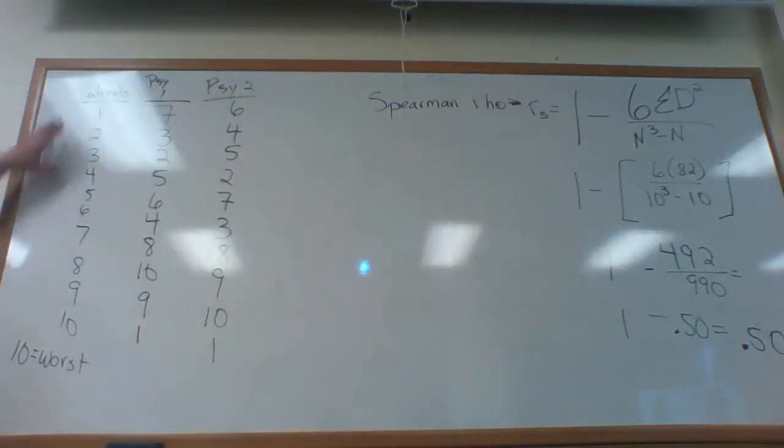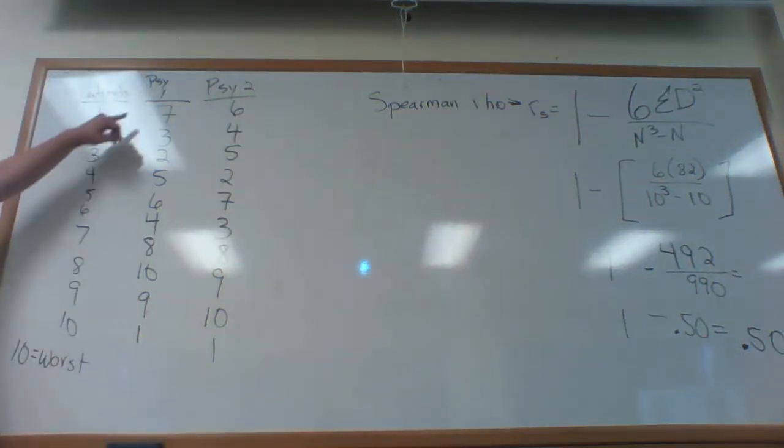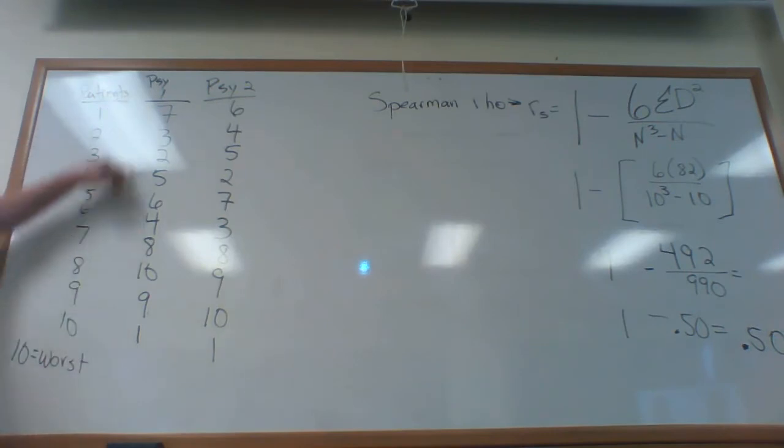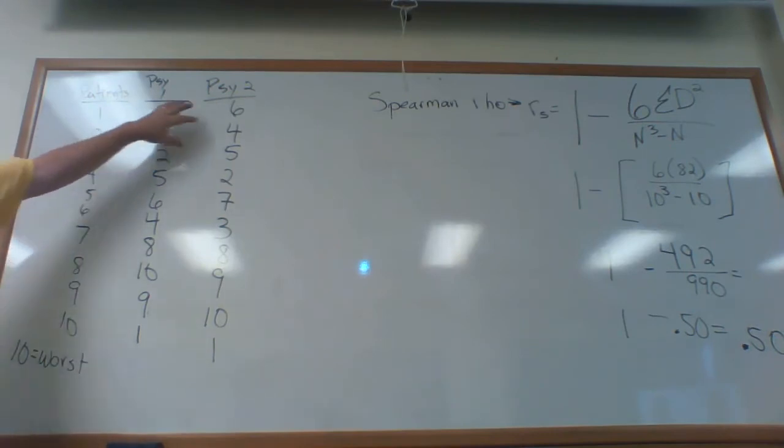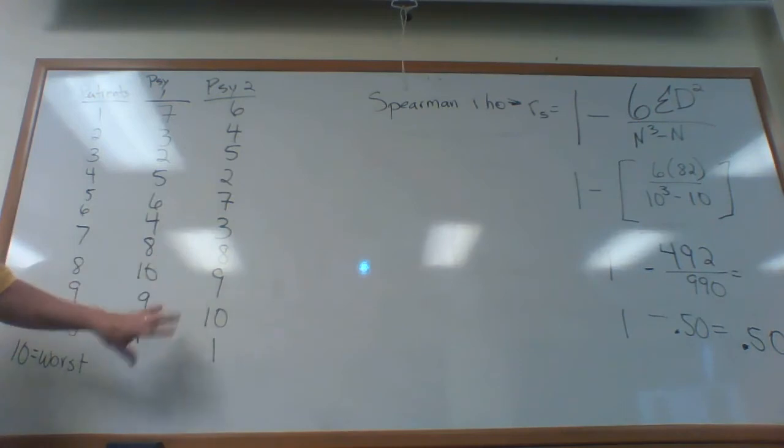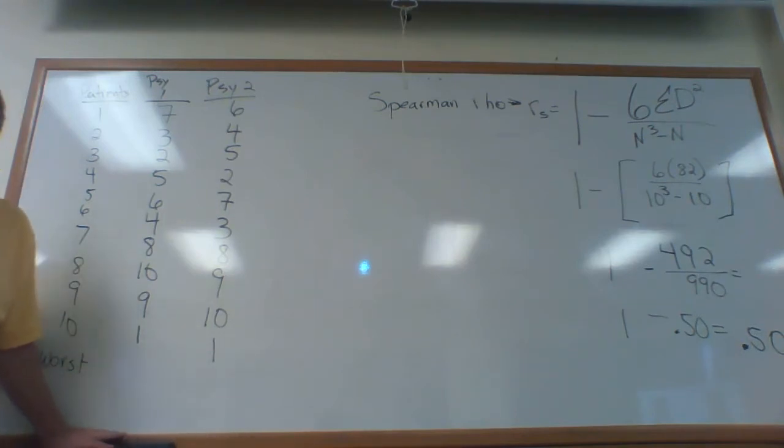So if you had this data, you have 10 patients. Psychiatrist 1 orders them from 1 to 10 on how ill they are. Psychiatrist 2 also ranks them from 1 to 10 to see how ill they are. 10 is the worst, 1 is the best. And the question is, what's the correlation between those two?